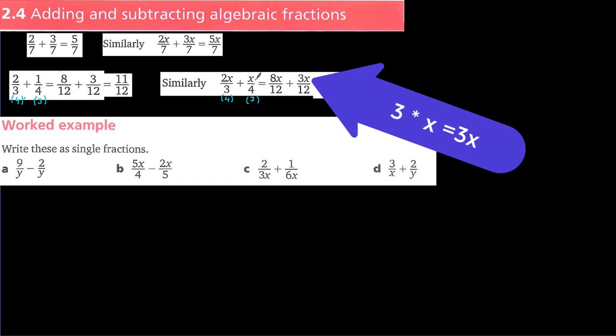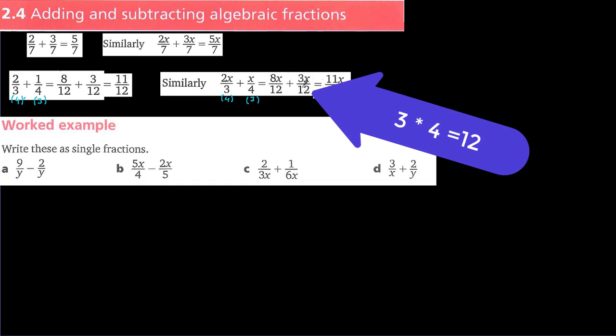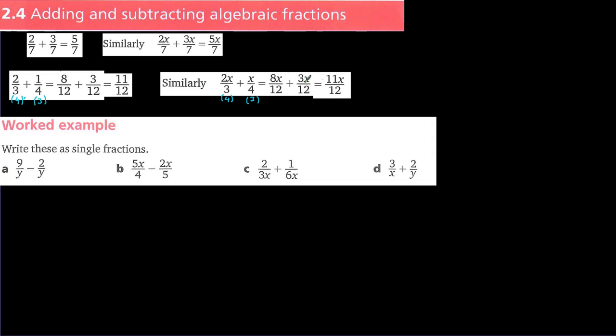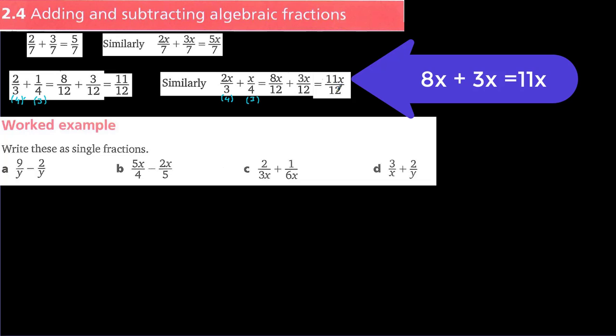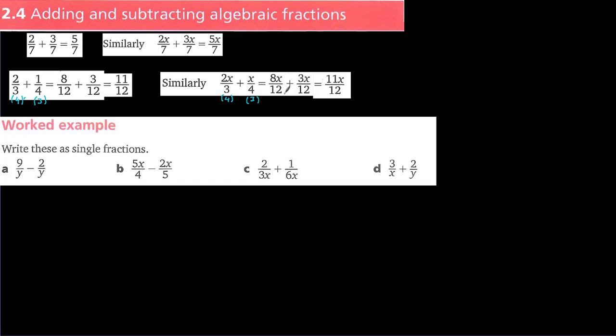3 times x is equal to 3x. It's going to be 3 times 4, equal to 12. So 8x over 12 plus 3x over 12. 8 plus 3 is equal to 11. 11x over 12. The common denominator is going to repeat. We are not going to change anything for the denominator. So the answer is going to be 11x over 12.